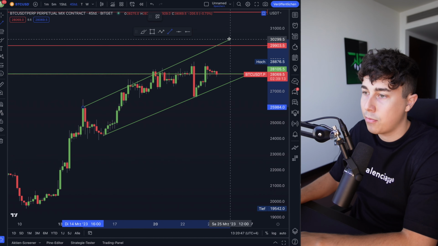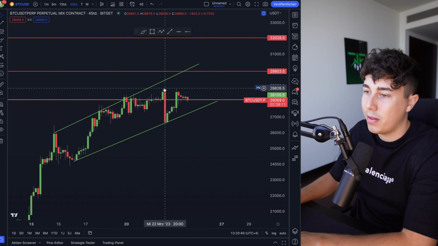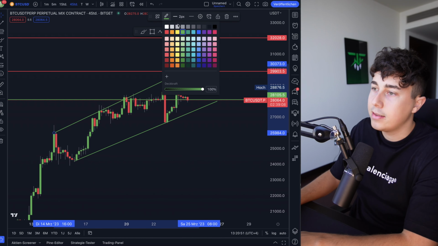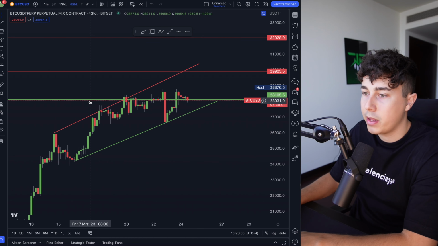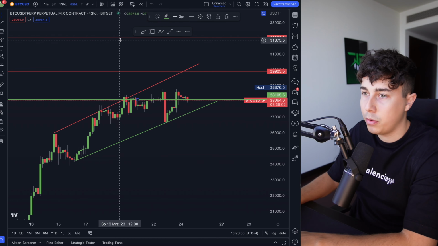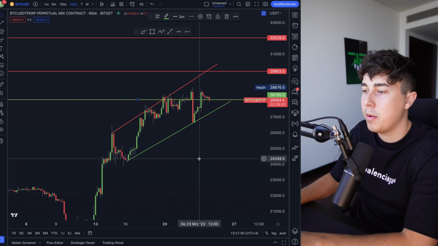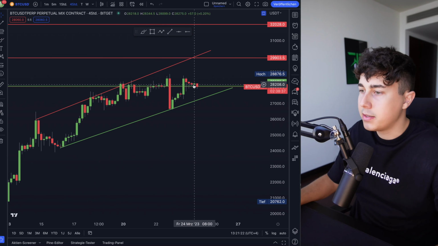Next to this we have this area, which is our dynamic resistance, and you can see it's like a trend channel which we want to trade. Next to this we already have this support area which we saw here in the daily time frame. So we see that we are moving in this trend channel.